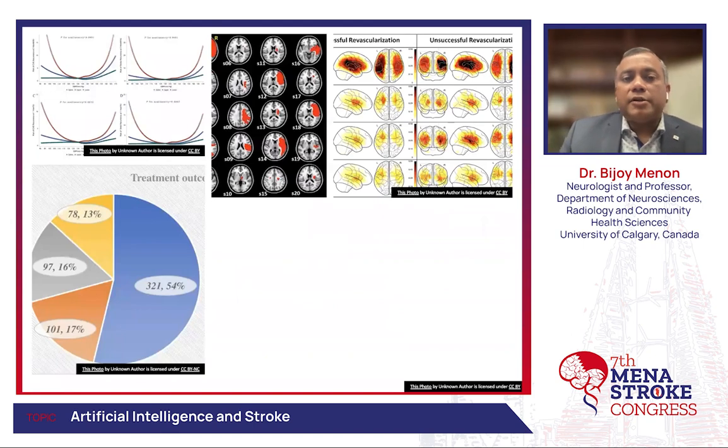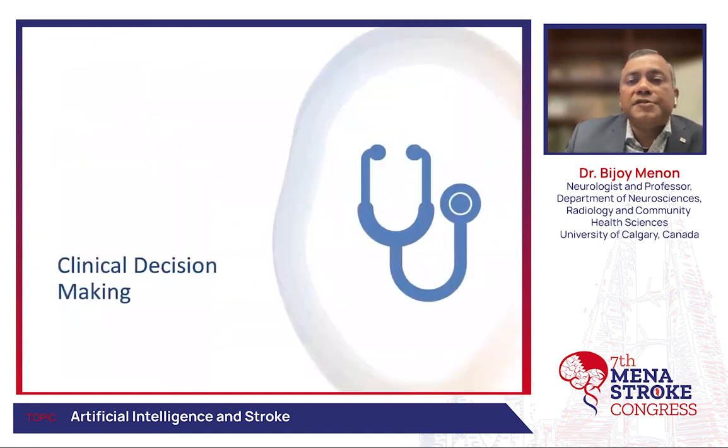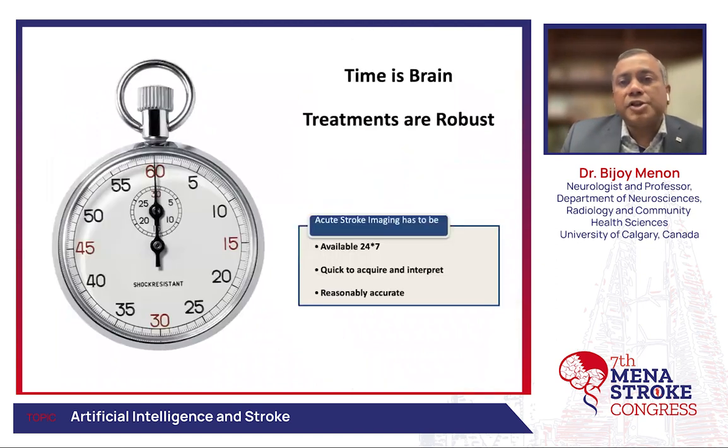AI and machine learning algorithms also help you with predictions of outcomes. You can use imaging and you can use clinical information to actually predict the probability of, say, good outcomes. We do these using our calculators and our prediction scores, but the machine learning algorithms clearly help you do this better. But this has to be put in the context of clinical decision-making.